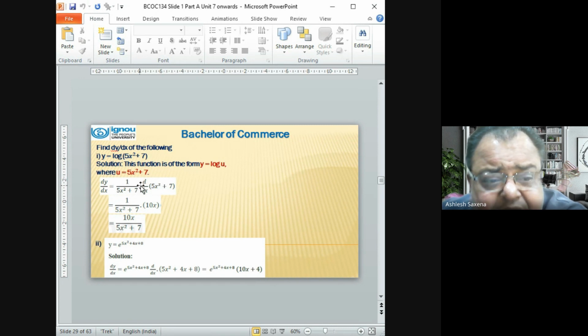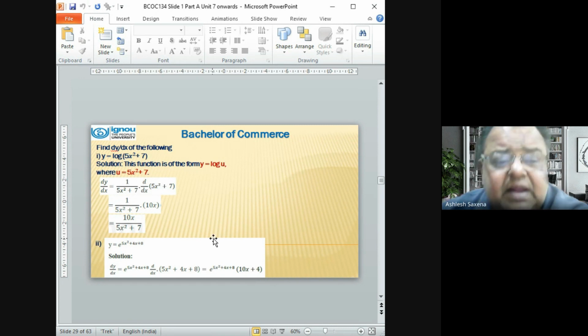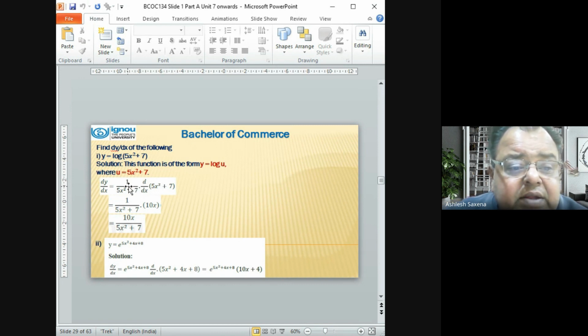We have to differentiate this function till we get a linear power. So what will be the next step? 1/(5x² + 7) into the derivative of this, which will be 10x. Simply write 10x upon (5x² + 7). That is the derivative of this problem.